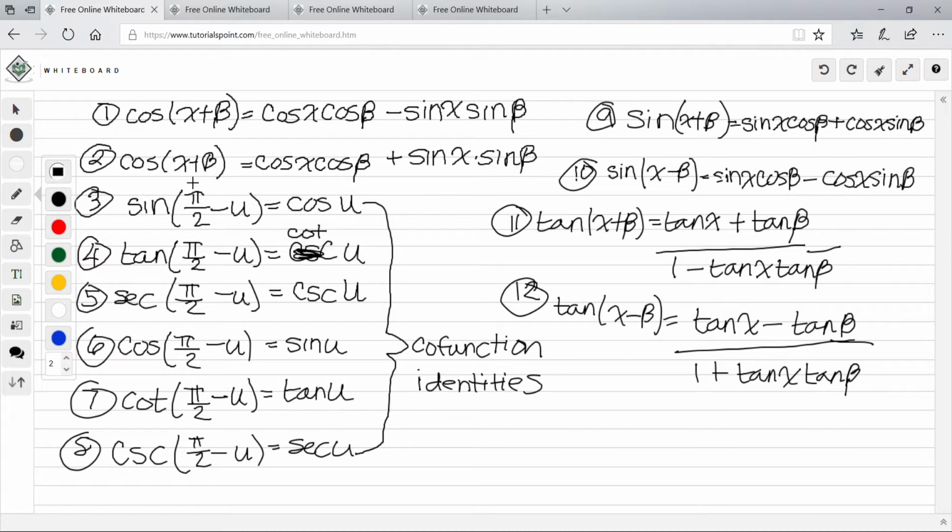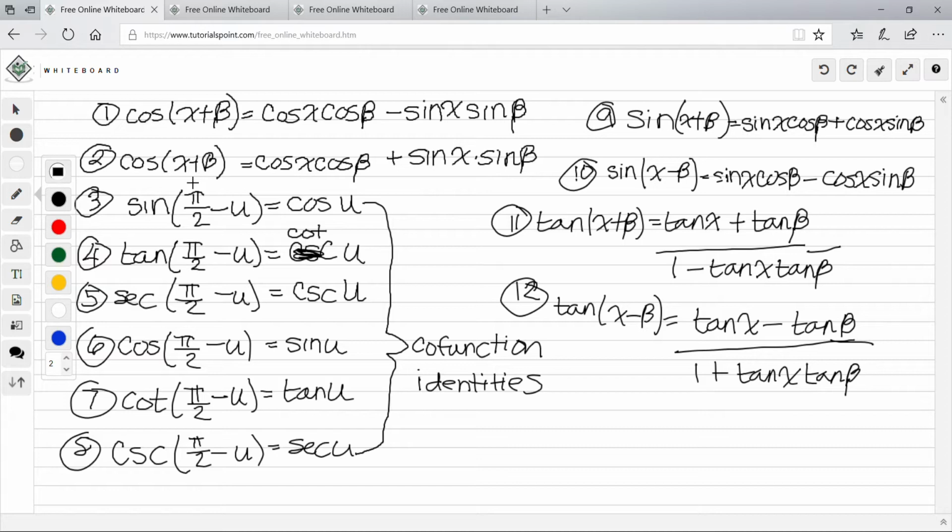The second one is cosine of difference, which is cosine of alpha minus beta equals cosine alpha times cosine beta plus sine alpha times sine beta. And then 3 to 8 are the cofunction identities. Number 3 says sine of pi half minus u equals cosine of u.